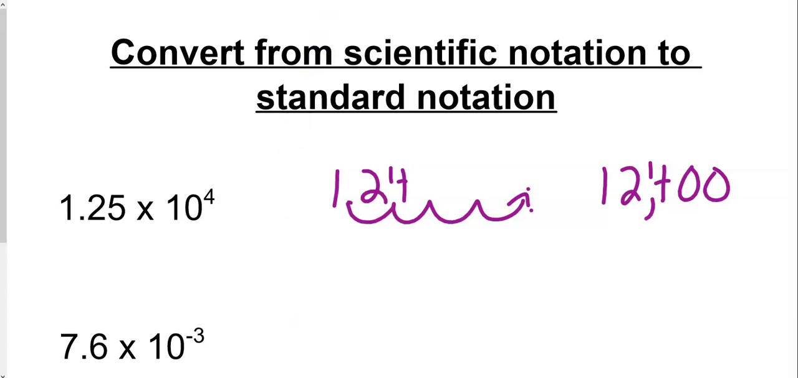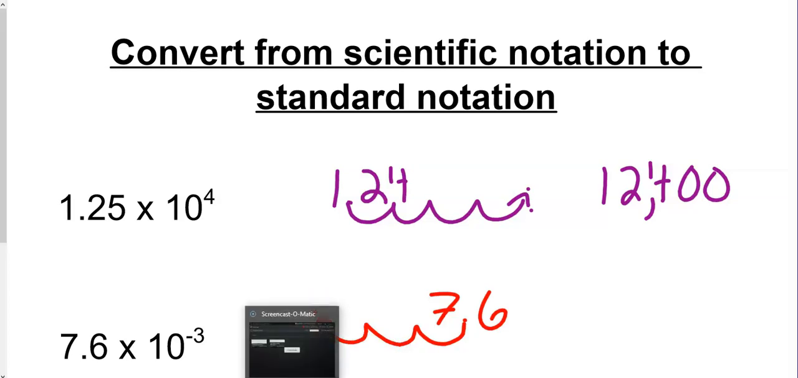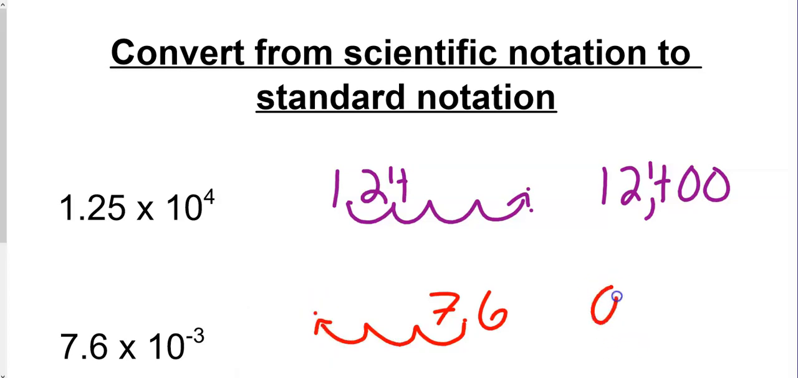Down below we had 7.6. The decimal came from the left, so we're going to undo that with 3 movements. There's my new decimal, so that gives me 0.0076. So there is the original number.